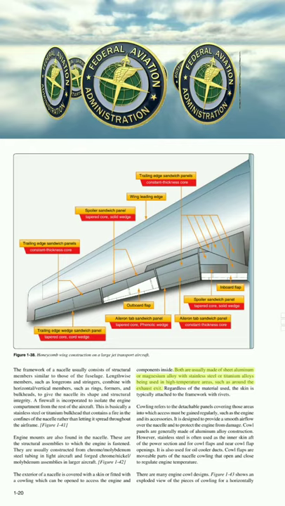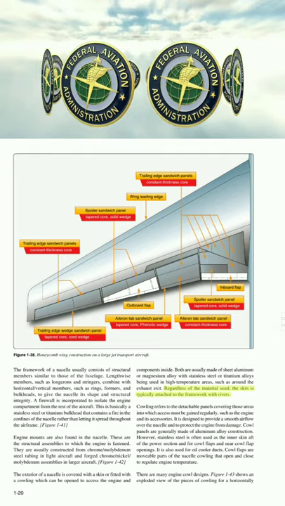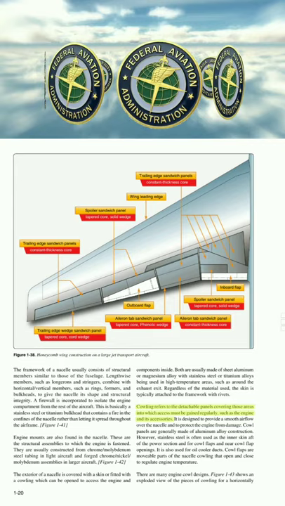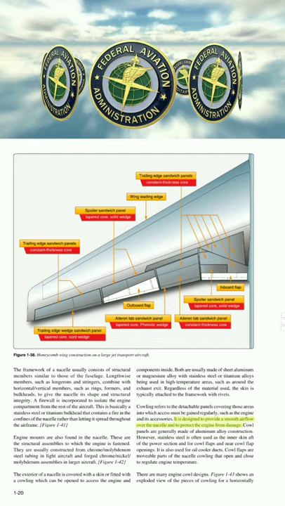Regardless of the material used, the skin is typically attached to the framework with rivets. Cowling refers to the detachable panels covering those areas into which access must be gained regularly, such as the engine and its accessories. It is designed to provide a smooth airflow over the nacelle and to protect the engine from damage. Cowl panels are generally made of aluminum alloy construction.